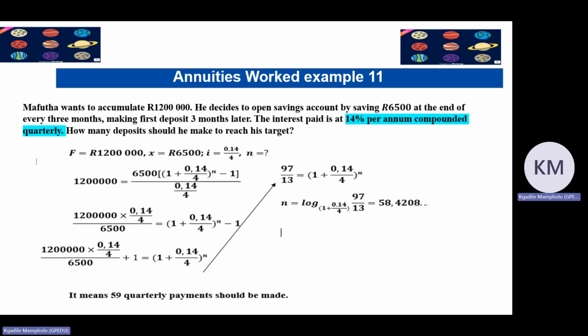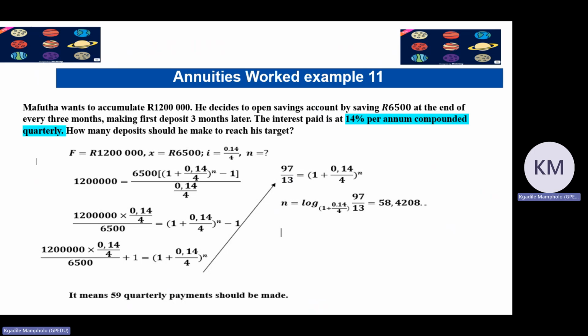So those who are using Casio, if you go to the key just below the on key, you'll find the log, then you substitute. Then in the small brackets, you put the base of n, and then in the other bracket, you put the number on the other side. If you did it correctly, then your n is 58.4208. And then it means 59 quarterly payments should be made.